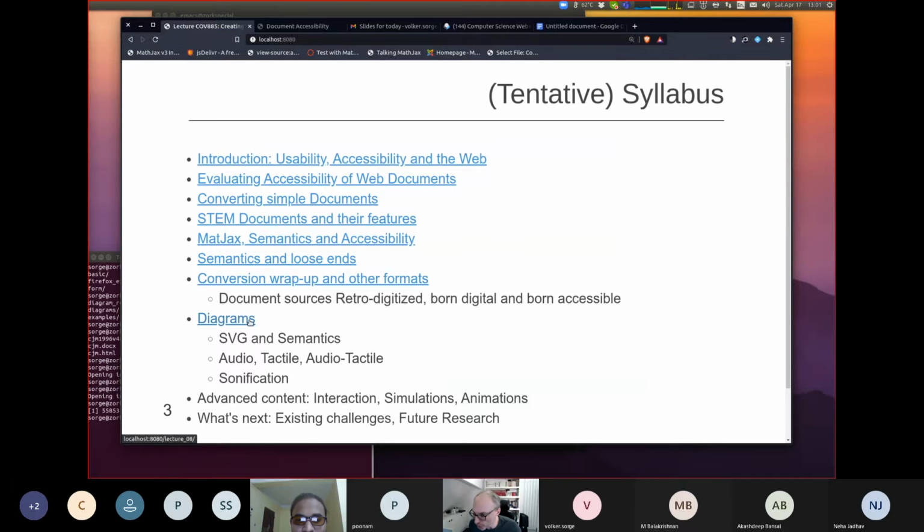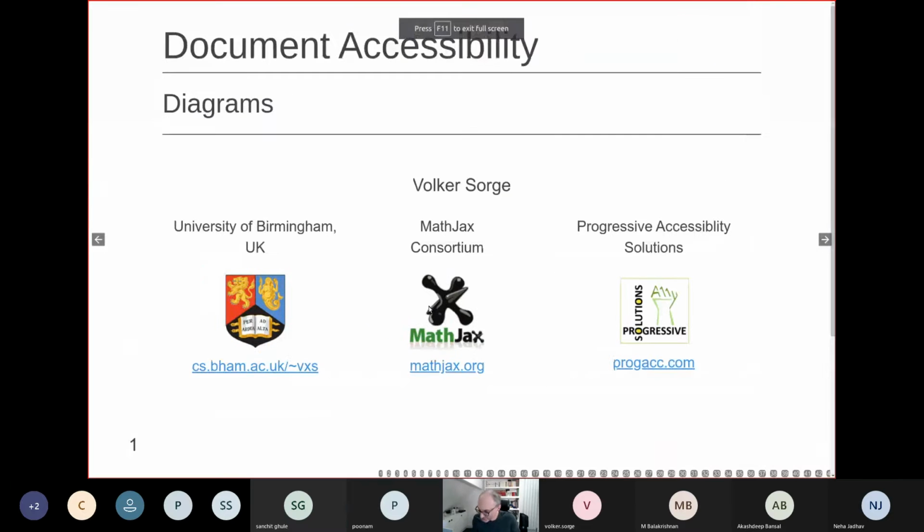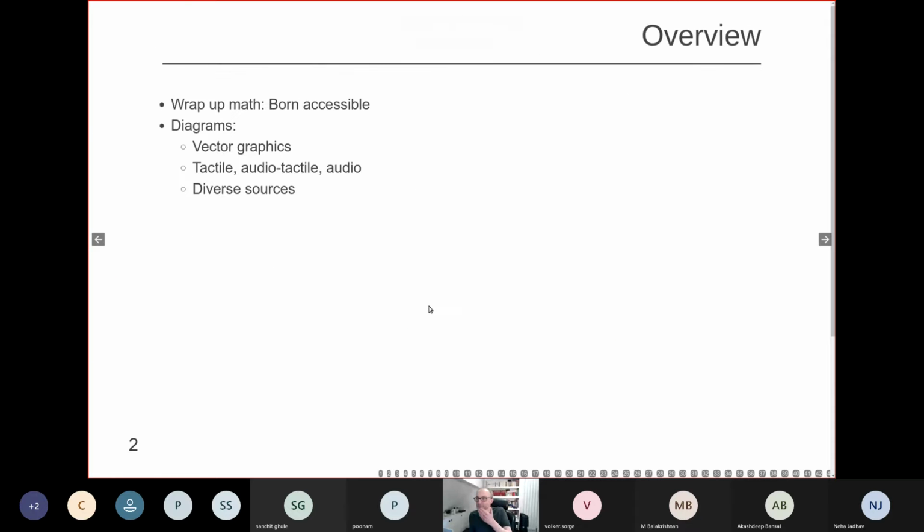Right. Today, what are we going to do today? Apart from playing around with various input formats. We're still in a way in the wrap up of math, but I think I'll probably go fast on that one, because the only point we didn't really get to yesterday was about born accessible documents, and I've got a few slides on PDF documents, but we don't really have to go into those details very much. And then I finally want to dive into diagrams and how to make those accessible and what things we can do to play with those.